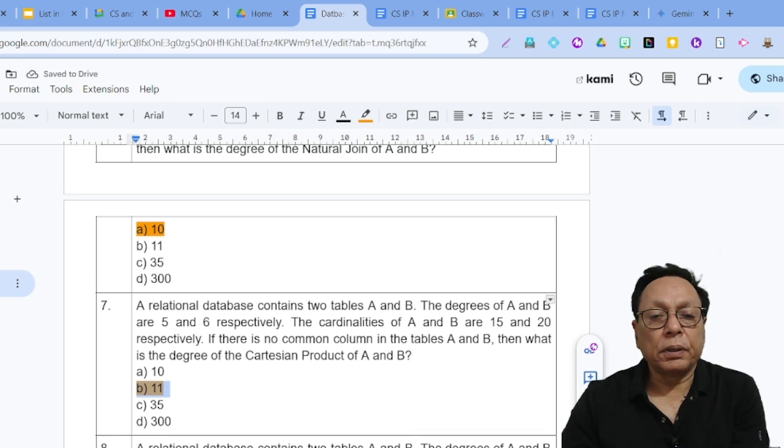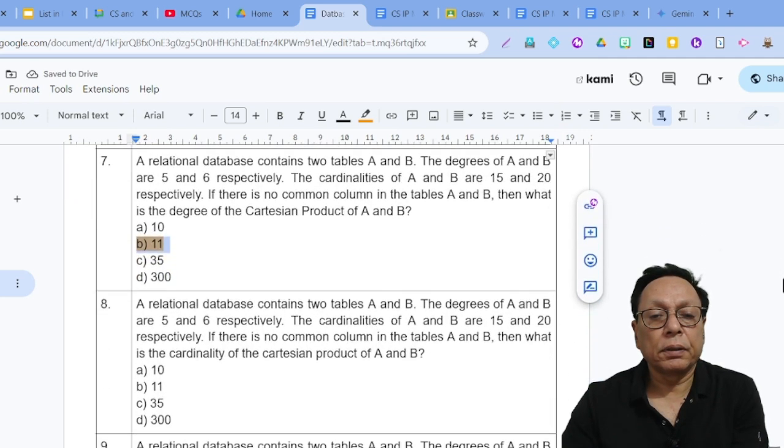Now question number 8. A relational database contains two tables A and B. The degrees of A and B are 5 and 6. The cardinalities are 15 and 20. If there is no common column, then what is the cardinality of the Cartesian product?